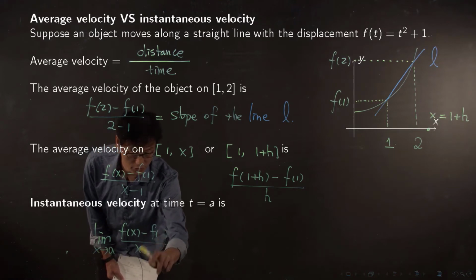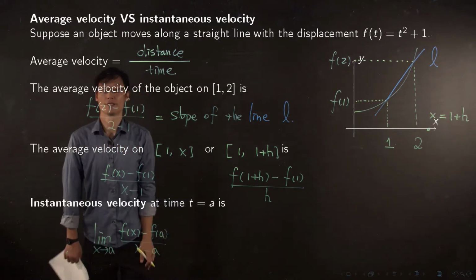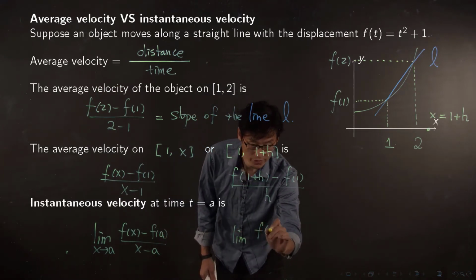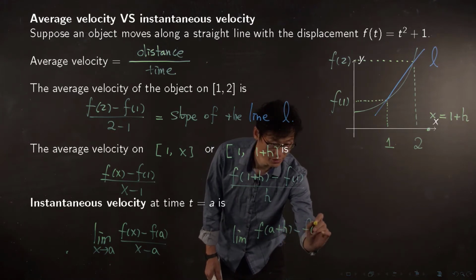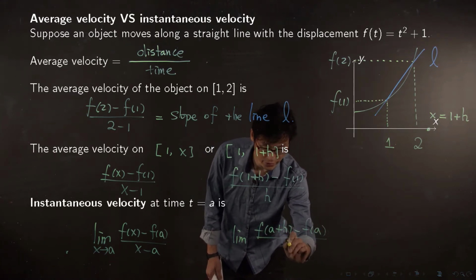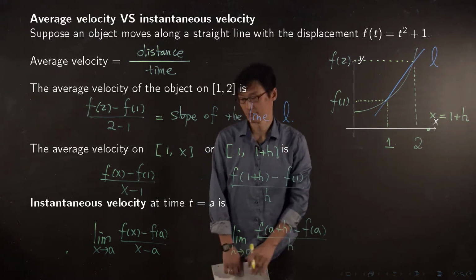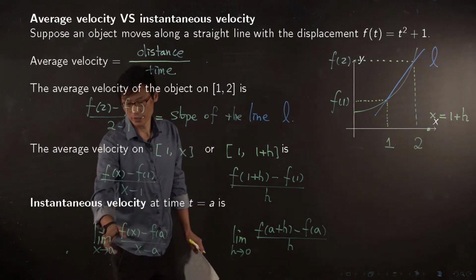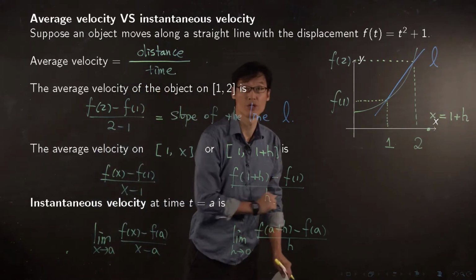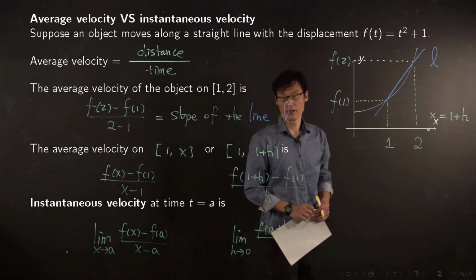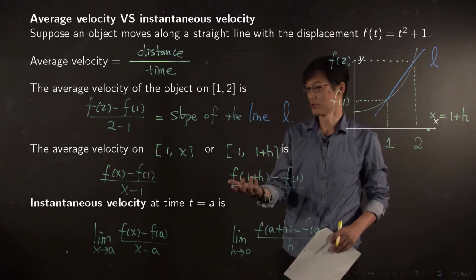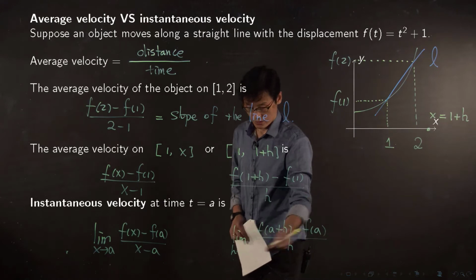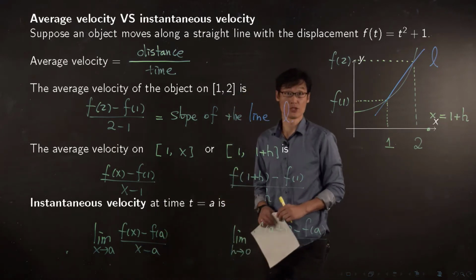Let me replace this number by some generic number a. And similarly, equivalent definition is f of a plus h minus f of a over h. So instantaneous velocity is nothing but the limit of average velocity as x approaches a or h approaches 0. So slope of tangent line has different equivalent meaning. So when it comes to physics, slope of tangent line gives you instantaneous velocity as well.